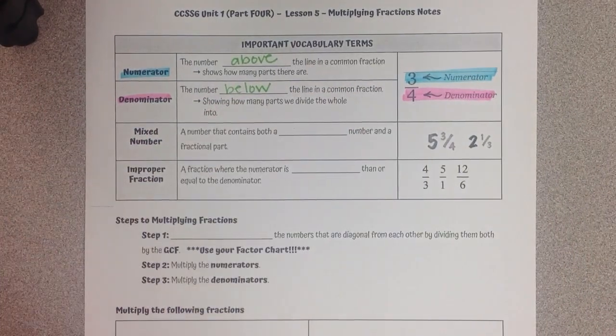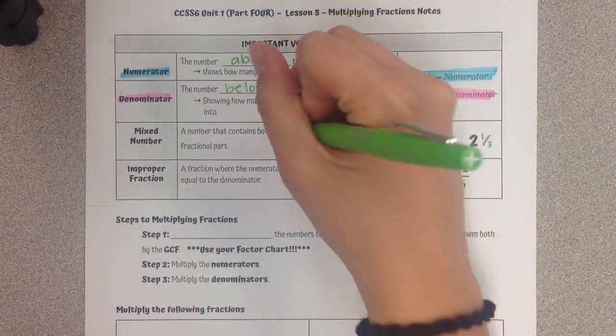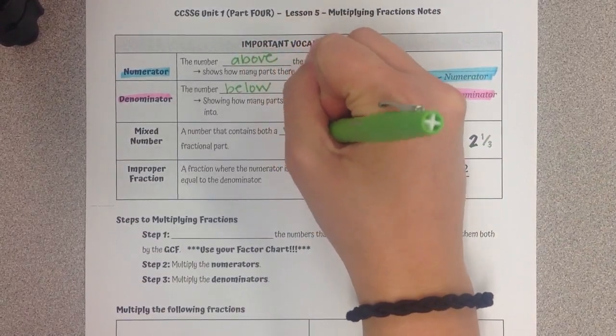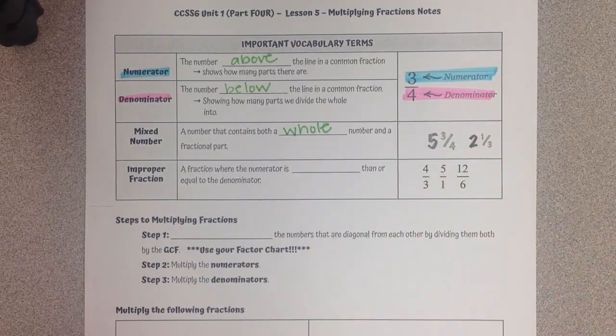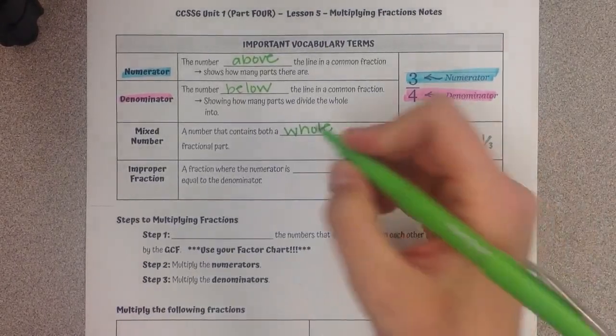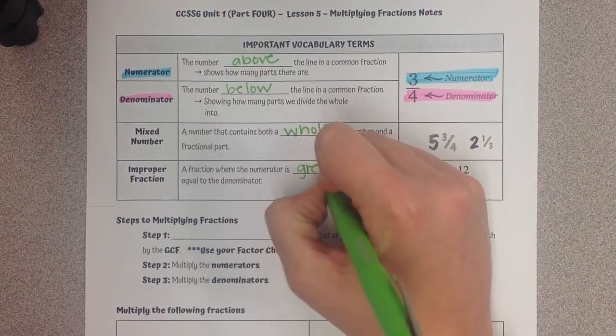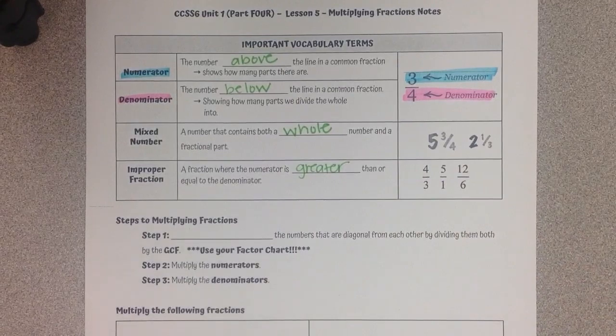Okay, then we have mixed number, a number that contains both a whole number and a fractional part. So here's some examples over here. And then improper fraction, a fraction where the numerator is greater than or equal to the denominator. We have some examples over here.